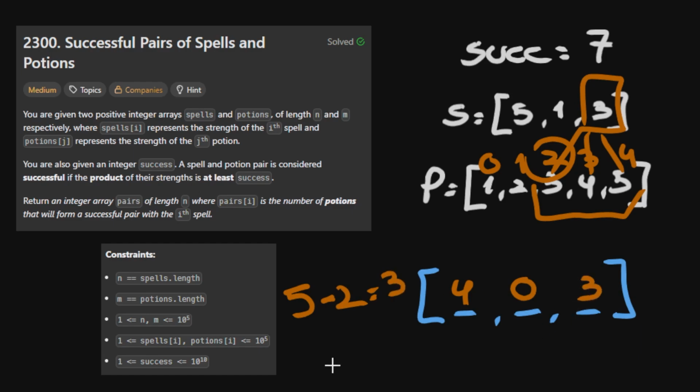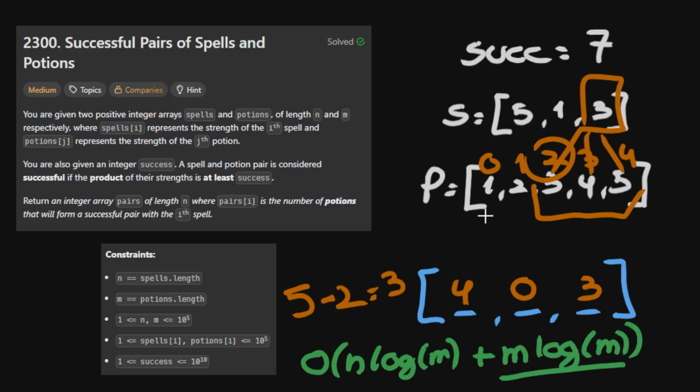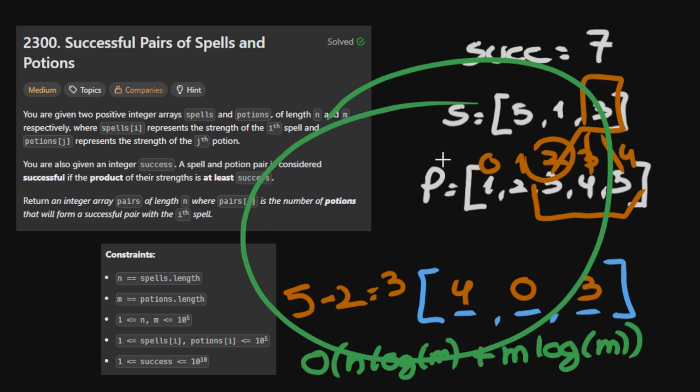Time complexity for this approach will be big O of n, because we need to iterate this, times log m. Remember that every binary search requires log m time complexity, and this is plus m log m. This is because we need to sort this. Remember, this is the first step, and this requires m log m time complexity. So with this in mind, let's go with the code, and hopefully you will get the idea.